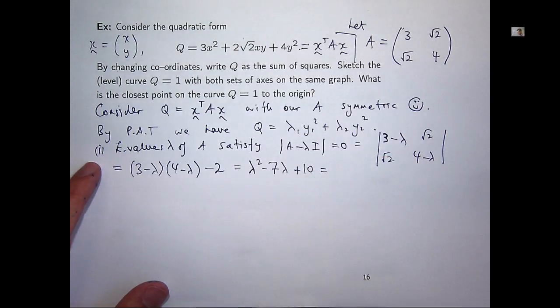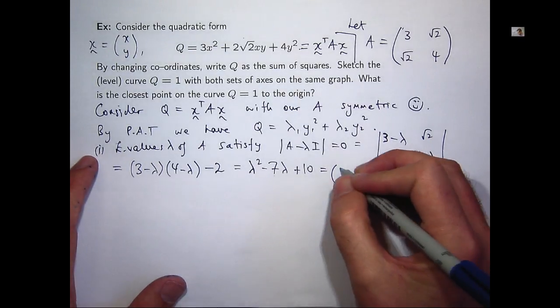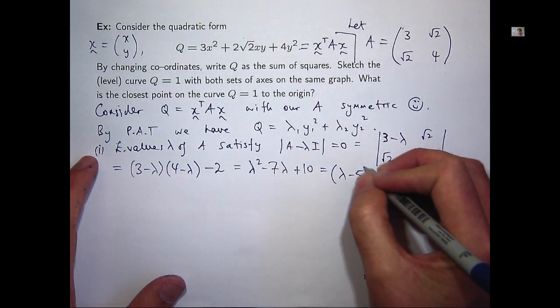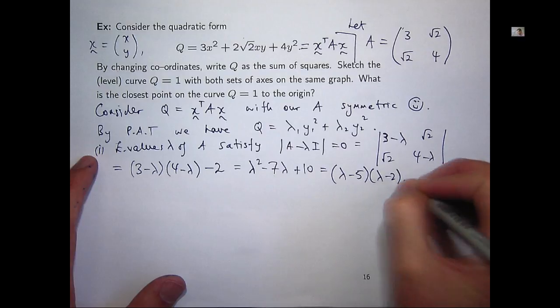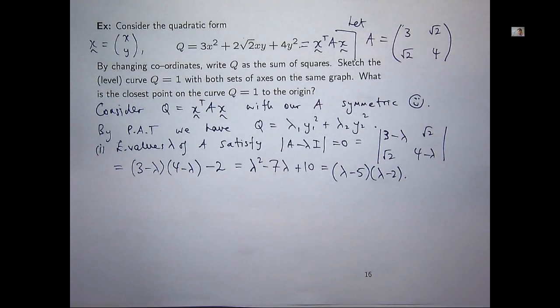And then lo and behold, I can factorise this. Okay, so I think it's going to be something like lambda minus 5 and lambda minus 2. So my eigenvalues are going to be positive 5 and positive 2. So actually, that's all I need for the first part of the question.